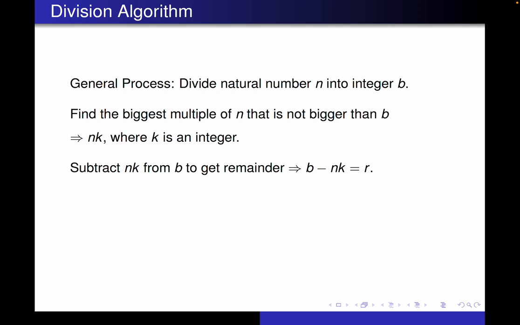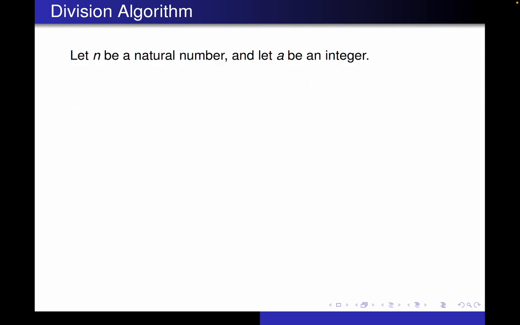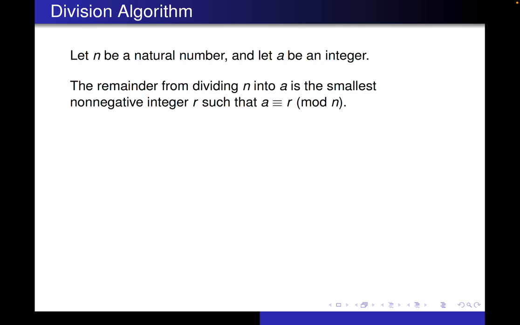Notice that if we add nk to both sides of that equation, we get b equals r plus nk. And that should look a little bit familiar because it looks exactly like congruence. It's exactly the equation we got for b being congruent to r mod n. So if we have n as a natural number and a as an integer, another way of thinking about what the remainder is from dividing n into a is being the smallest non-negative integer r such that a is congruent to r mod n. So finding remainders and solving congruences are two different ways of understanding the same thing.